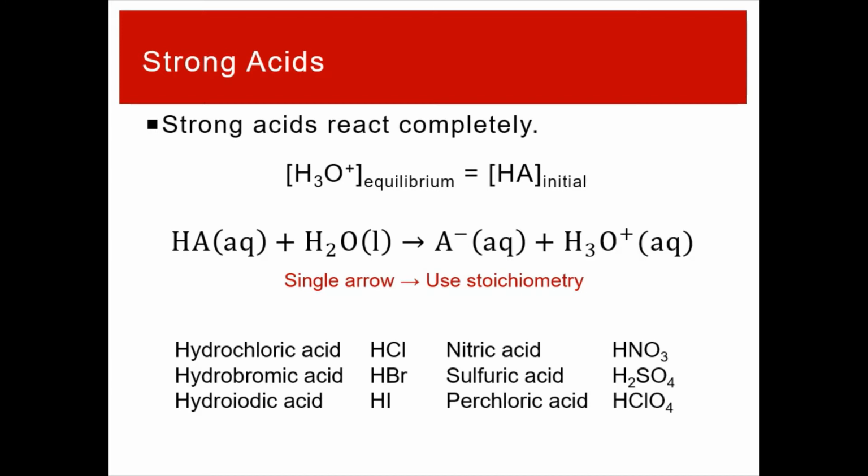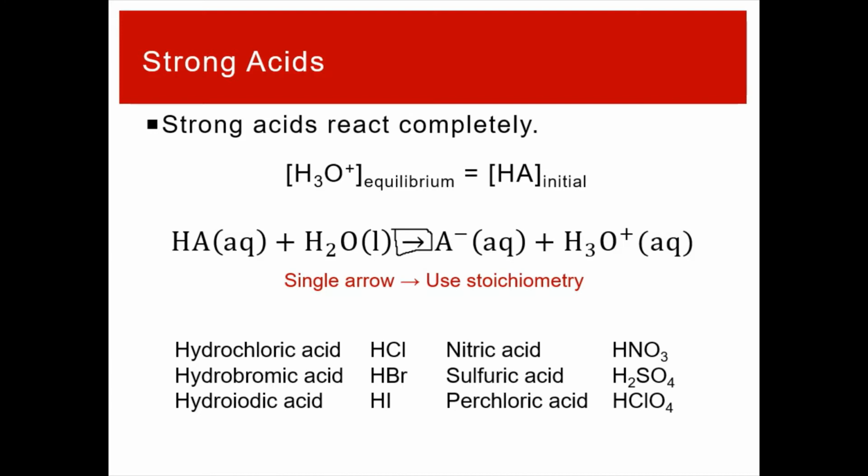So strong acids react completely with water. You will note we're using a single arrow to describe the reaction of a strong acid with water. So HA is just my generic acid. It donates the H plus, leaving A minus, and then you have the hydronium left over. So there are 6 strong acids that we're going to use: hydrochloric acid, hydrobromic, hydroiodic, nitric, sulfuric, and perchloric. So all of those are going to be strong acids.